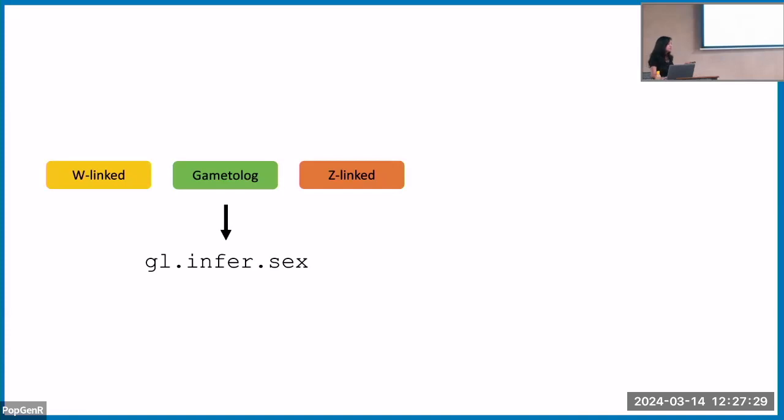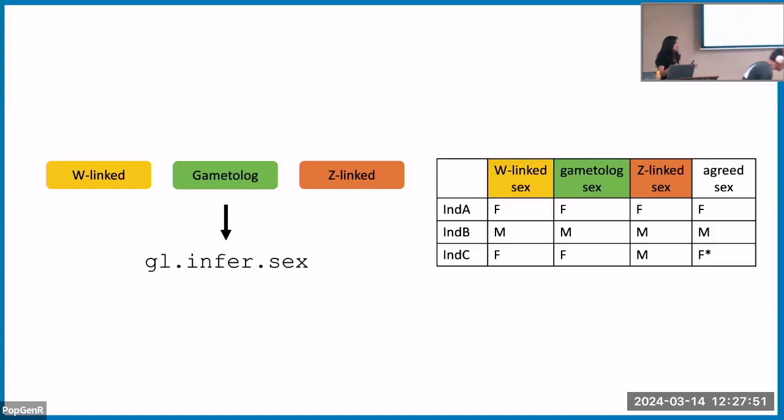Yes, so the function uses all the types of sex-linked loci that you find. And if you want to feel very fancy, this function actually uses machine learning algorithms to classify them as females or males. So you can feel very fancy when using this function that you are using machine learning. And the function gives you as output a table that looks like this.